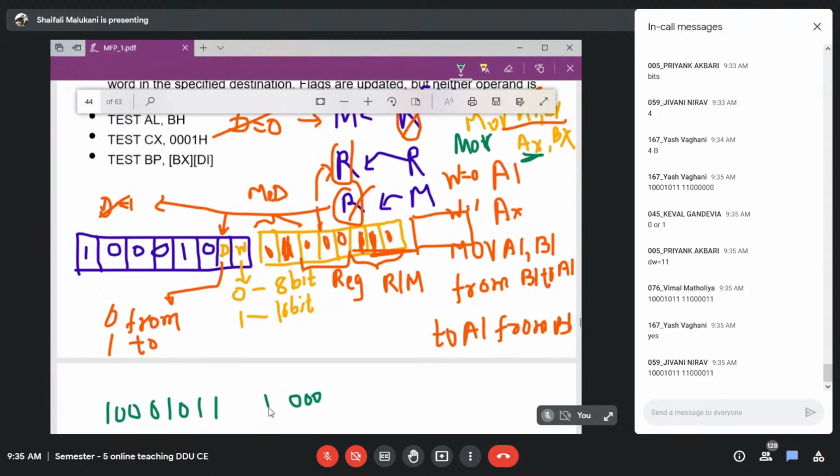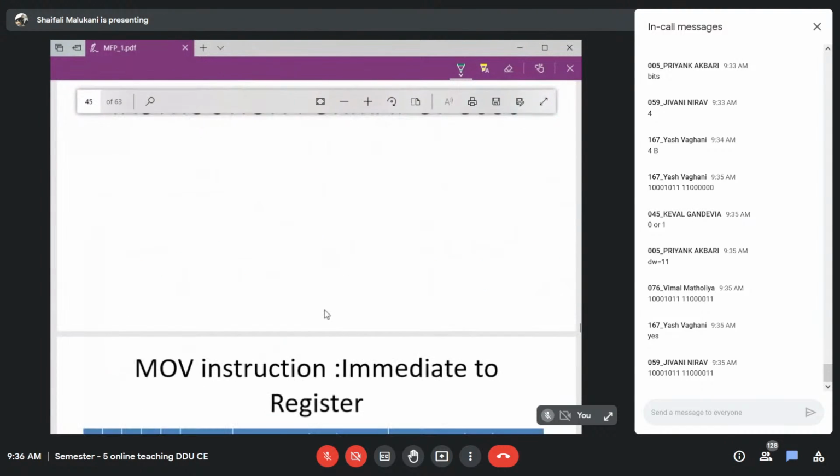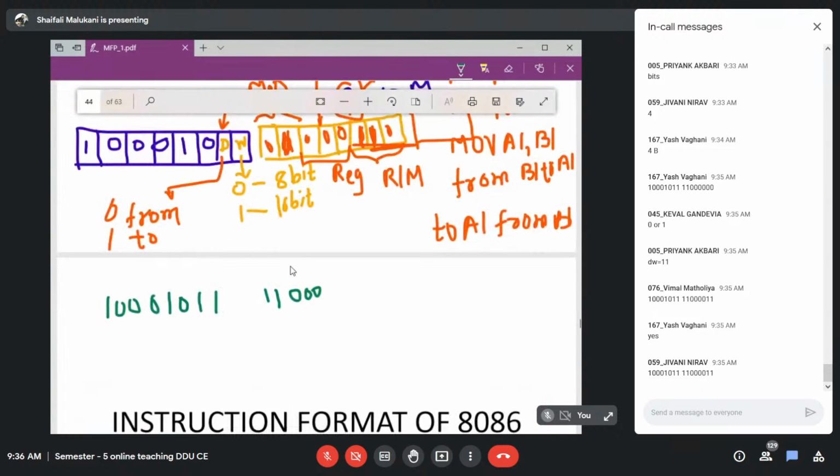What about this mode? Mode will be 1 1. And what about this R/M? So it will be another register. It will be 0 1 1. I think you have missed it. Yes, it is 0 1 1. I missed it. Okay, it is 0 1 1. True. Correct. So it is done. That is absolutely correct. This is fine.